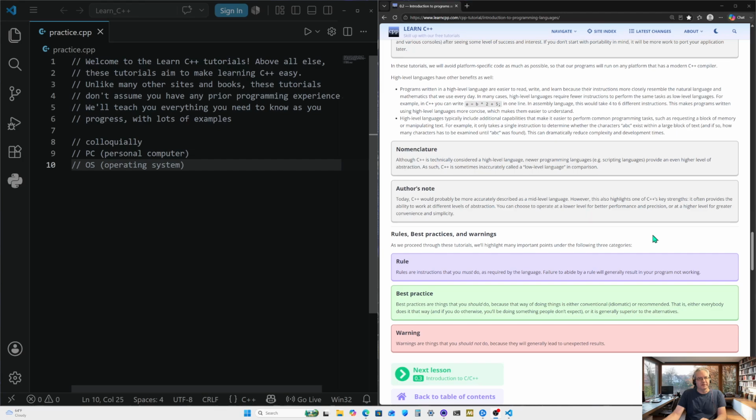That is, either everybody does it that way, and if you do otherwise, you'll be doing something people don't expect, or it is generally superior to the alternatives.